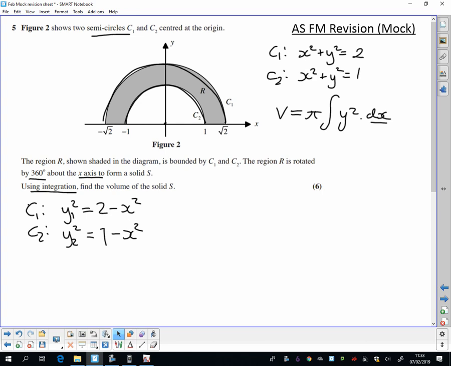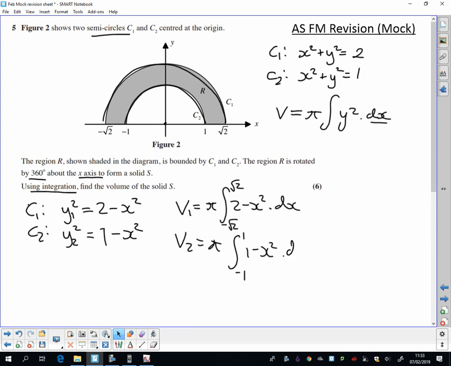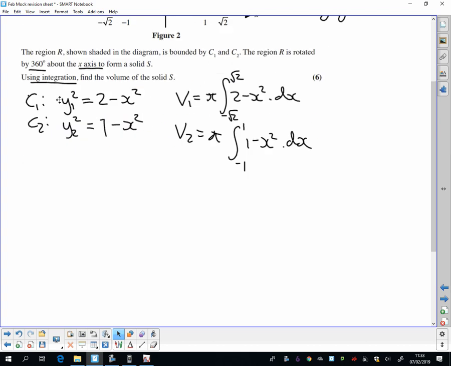So that means our volume for curve 1 is going to be pi integral 2 minus x squared dx, and we need some limits, and that's the x values we're going between because we're going about the x-axis. And then volume 2, similarly. So now we're just going to work out what those two volumes are.